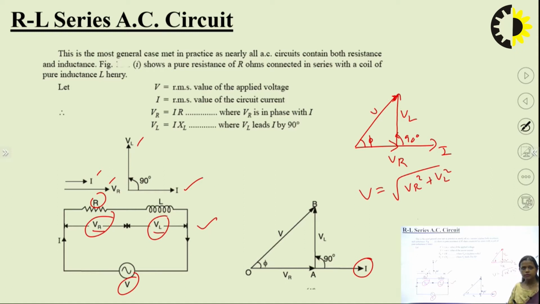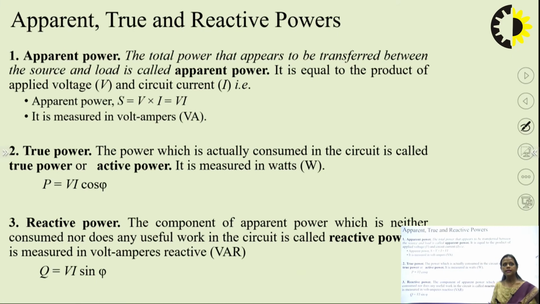You can write this equation, right? Now next we will discuss the apparent, true and reactive power. These are very important terms. So first is the apparent power.